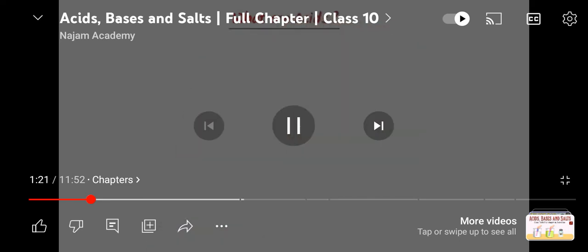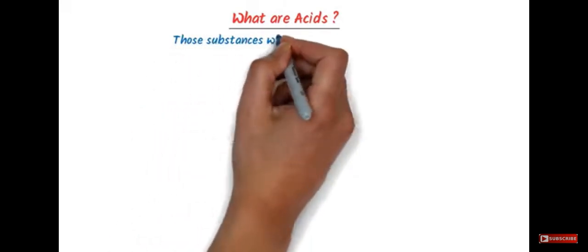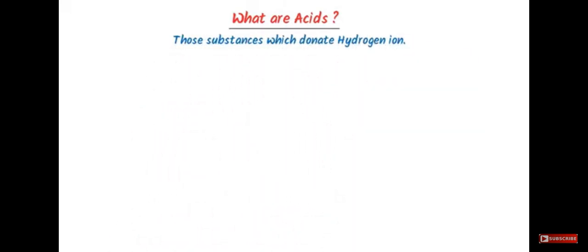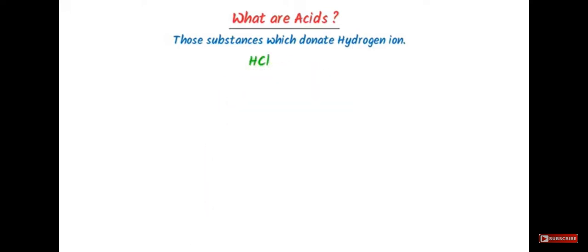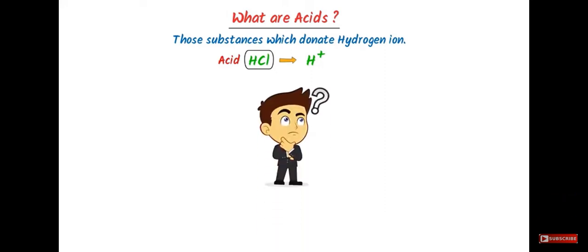What are acids? Well, according to Arrhenius concept, those substances which donate hydrogen ion are called acids. For example, consider hydrochloric acid. We know that hydrochloric acid can donate hydrogen ion, so we say that hydrochloric acid is an acid.